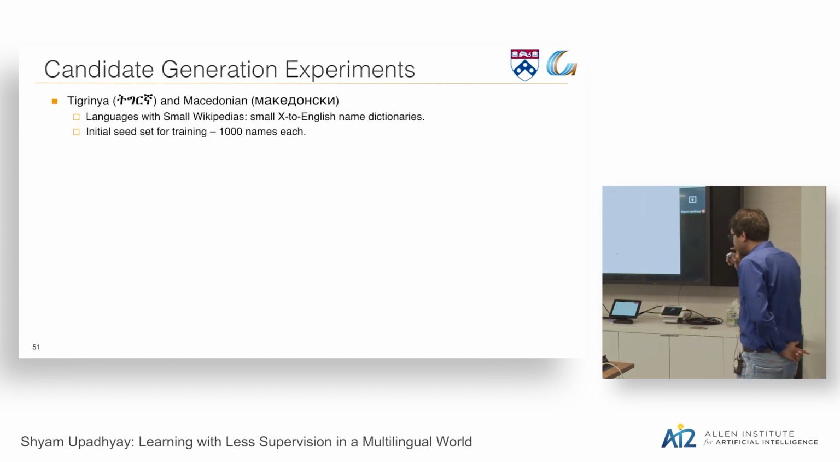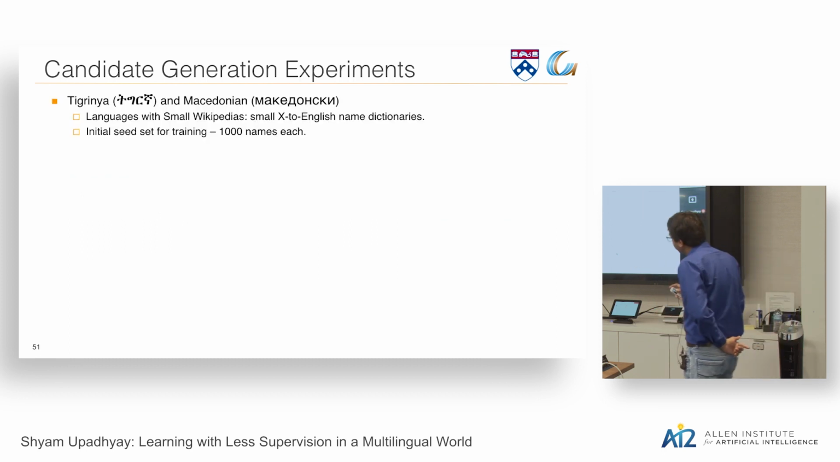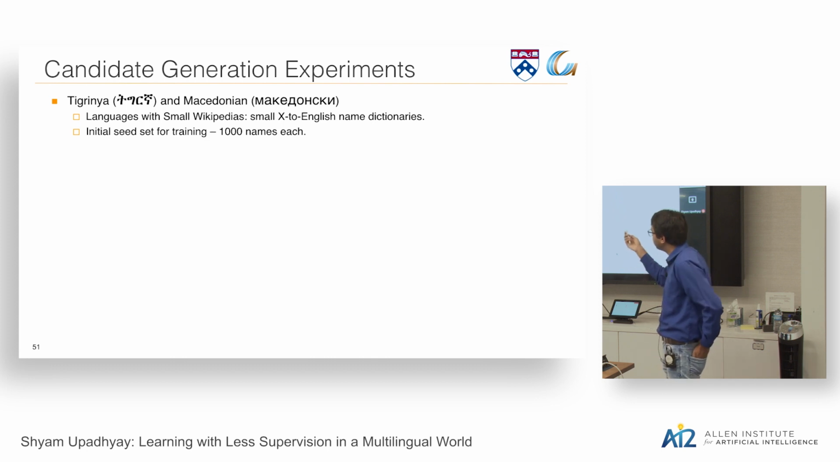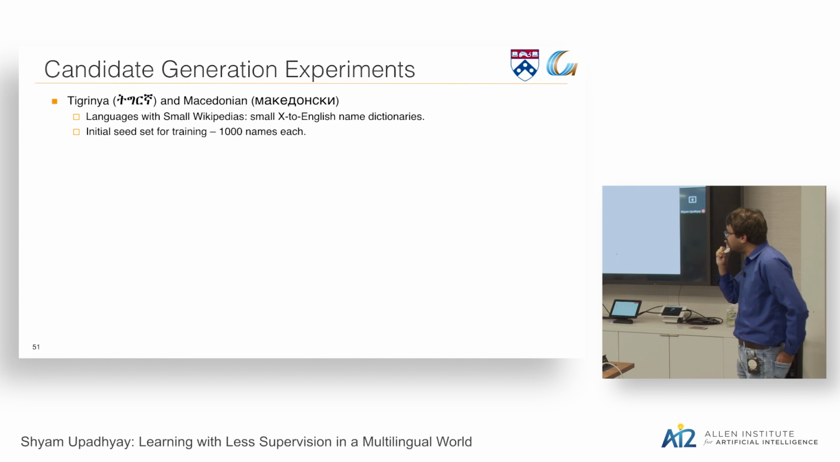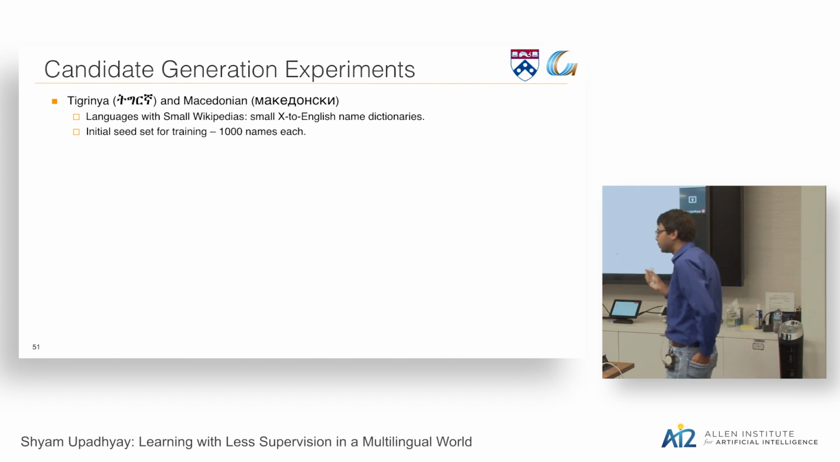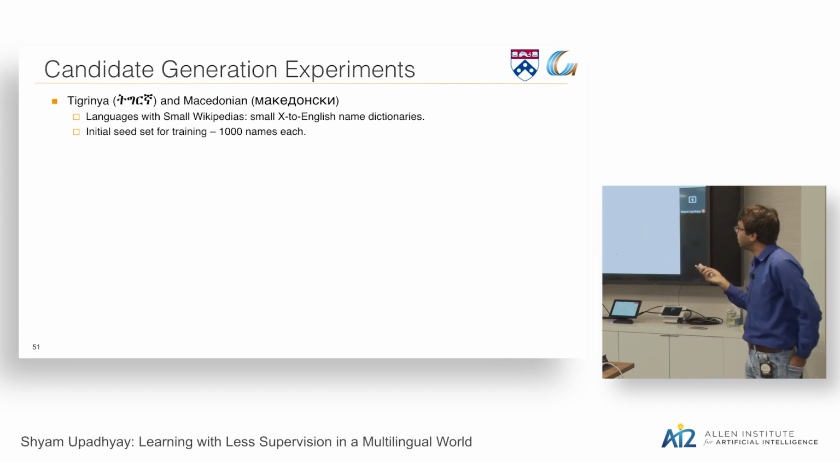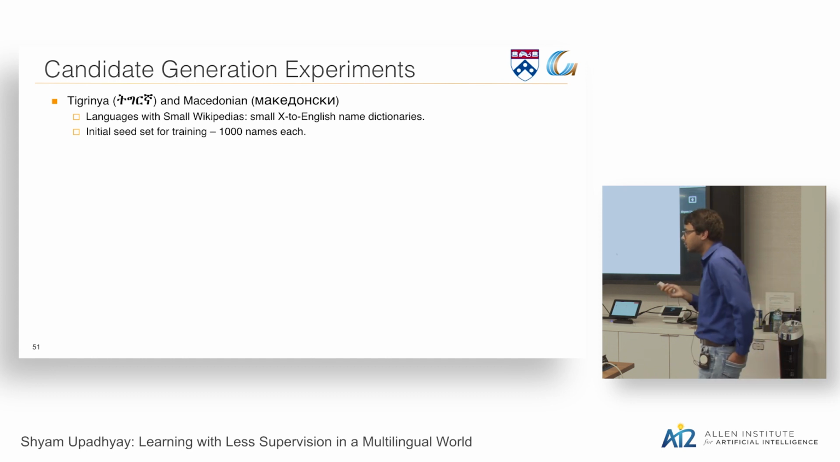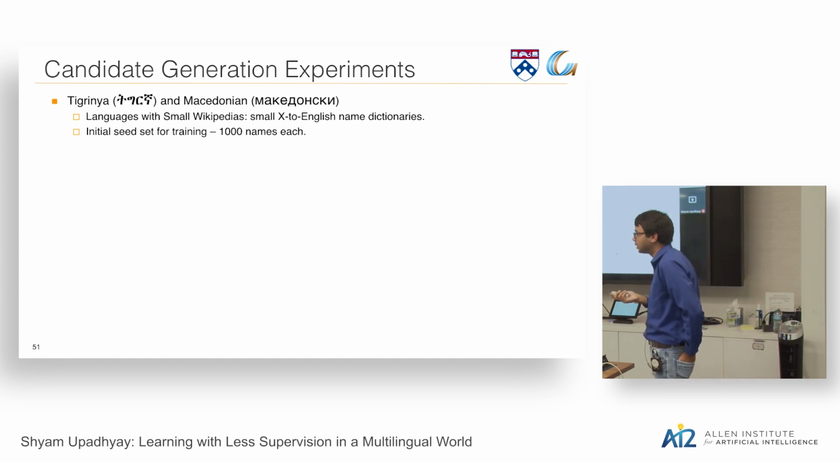And for this experiment, I'm going to use two slightly exotic languages. One of them is Tigrinya, and the other one is Macedonian. The idea is that these languages have small Wikipedias, so the dictionary that you use for lookup will be considerably small. And this way, you can stress test your generation model. In both settings, we'll provide 1,000 name pairs for each of these languages as supervision for the transliteration model.